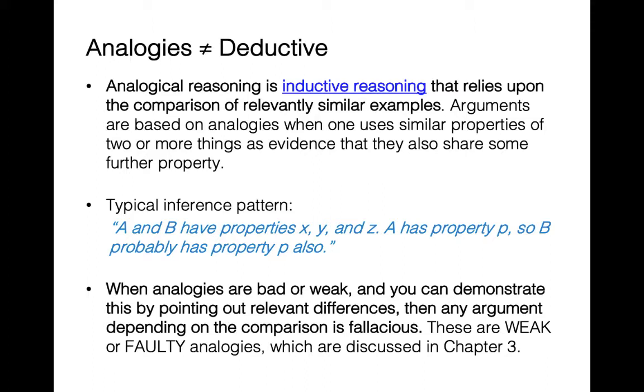The number one thing to realize about analogies is that they are inductive reasoning. Analogies are not deductive. They rely on comparisons of relevantly similar examples. Arguments are based on analogies when you use similar properties of two or more things as evidence that they also share some other property. The typical pattern goes like this. A and B have properties X, Y, and Z. A has property P, so B probably also has property P. When analogies are bad or weak, you demonstrate this by pointing out relevant differences. Then any argument, depending on the comparison, is fallacious. We discuss these weak or faulty analogies in Chapter 3.